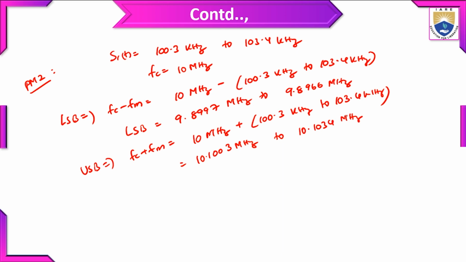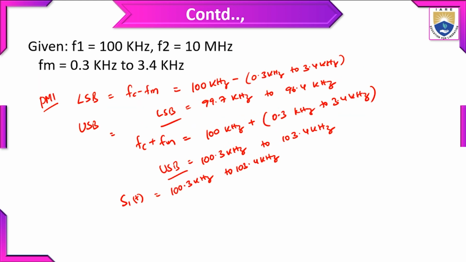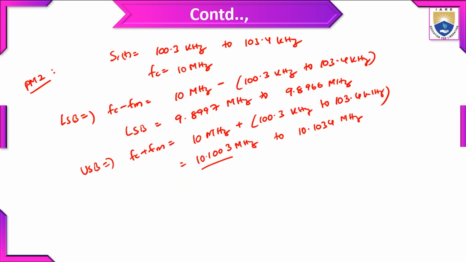Now we know the guard band. So guard band is defined as the highest frequency component of the LSB to the lowest frequency component of the USB. So this is the lowest frequency component of the USB, and whereas the highest frequency component of this LSB. So this is the range: 99.7 kilohertz to 10.1003 megahertz.